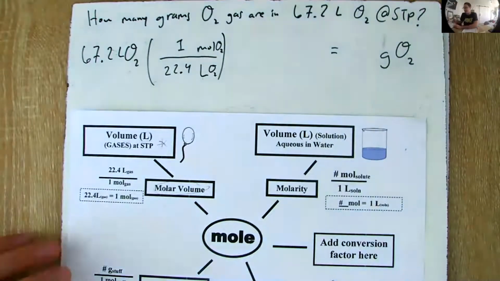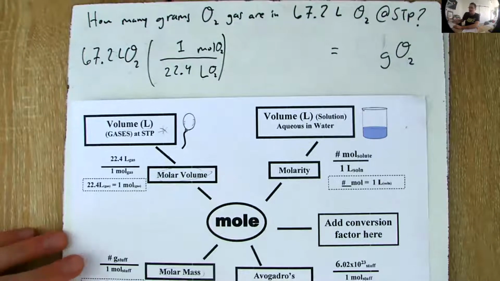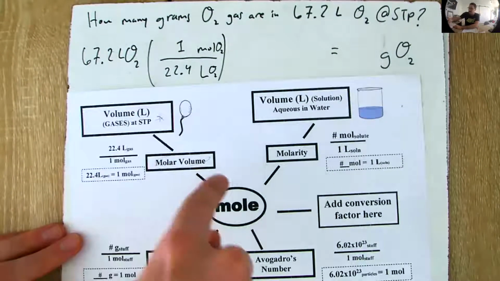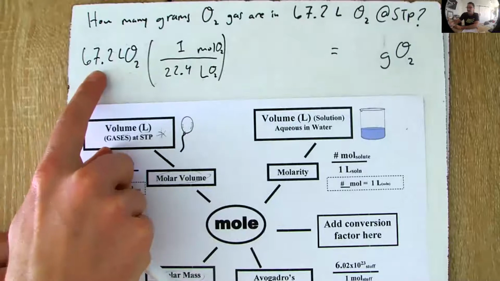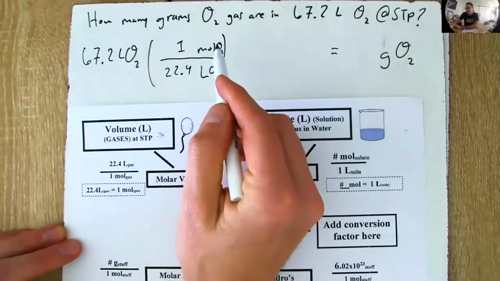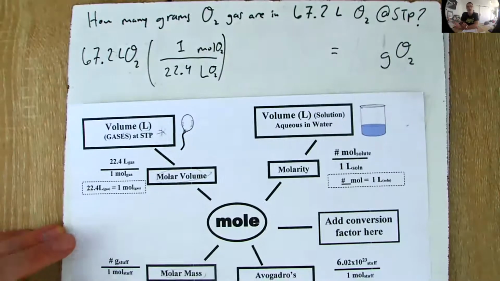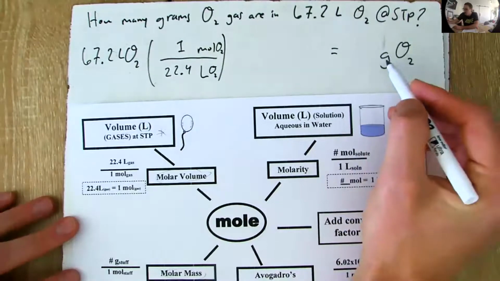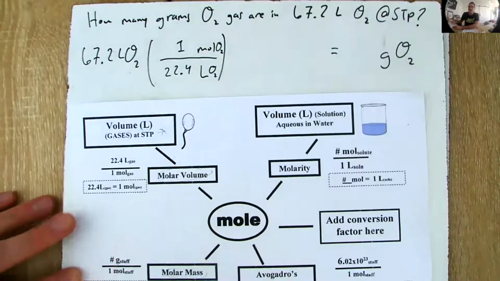All right, students, we just did it. We just converted from liters into moles. So if we did this conversion factor, 67.2 divided by 22.4, that'll let us know approximately how many moles of O2 we have. But we don't want to stop there. We want to get all the way to grams. So we're going to be using our second street.